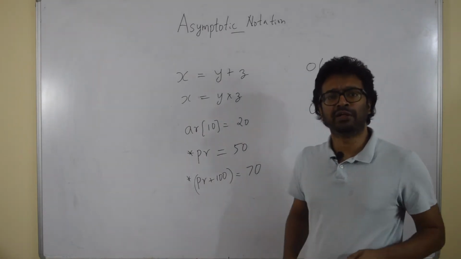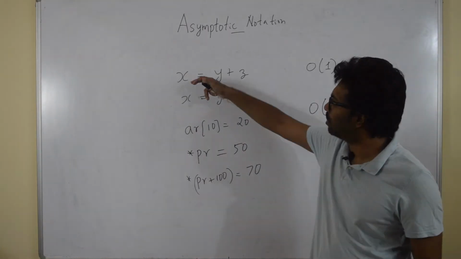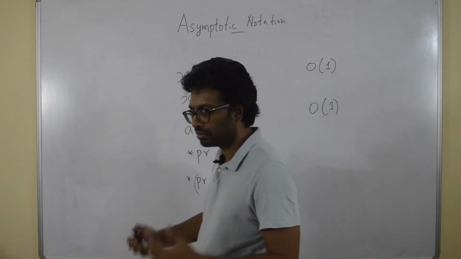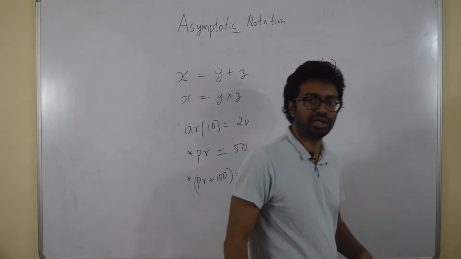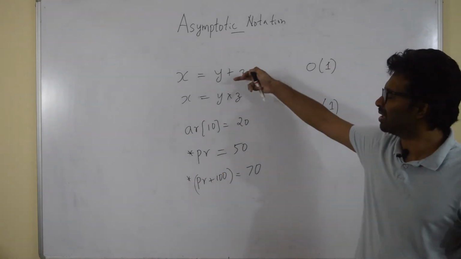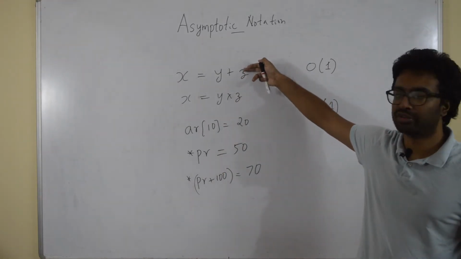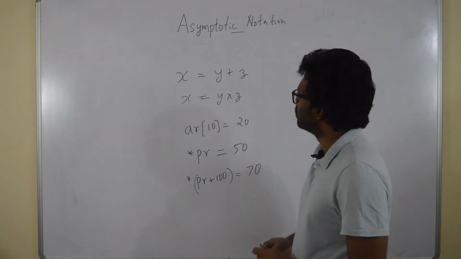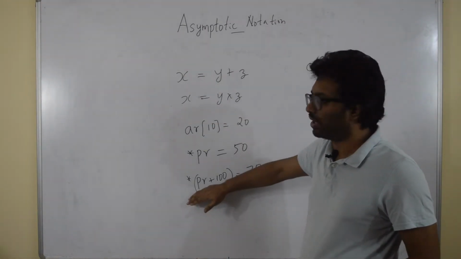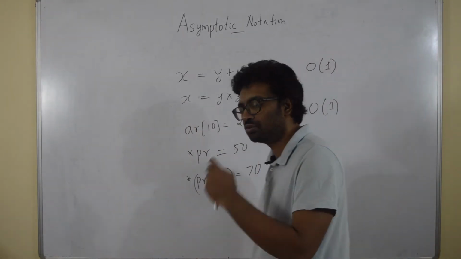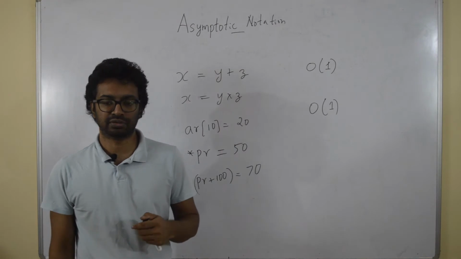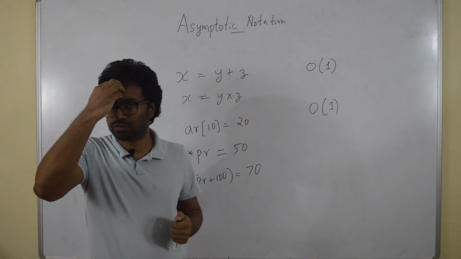What if I have two order one commands, this followed by this? What is it? Together they also take constant time, right? Because it's some time for this and some time for this, it's constant. So if I have all these five lines in a program, that program also runs in constant time, order one time. Is it clear?